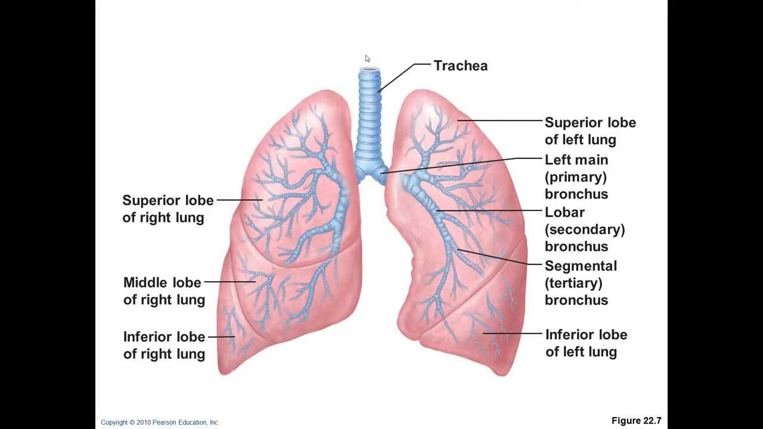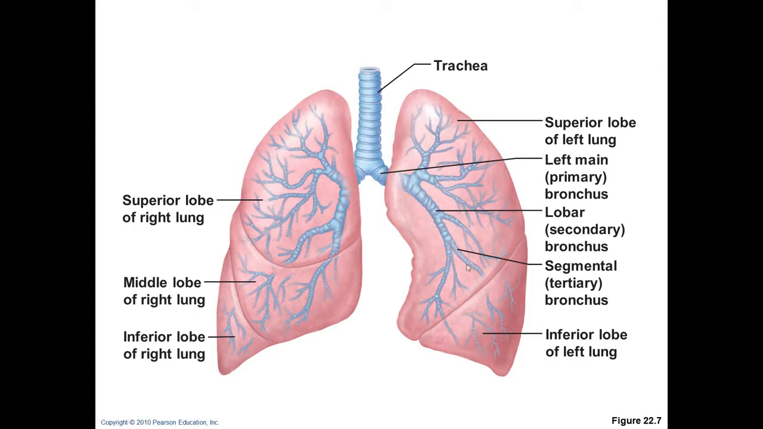Okay, so if we're thinking about air traveling down the trachea, it's going to branch off into a left or right bronchus. At first, those are called primary bronchi, and then they branch into slightly smaller branches. Each of those is called a secondary bronchus, and those go into each lobe of the lungs. You will be learning in your laboratory that the left lung has 2 lobes, the right lung has 3 lobes.